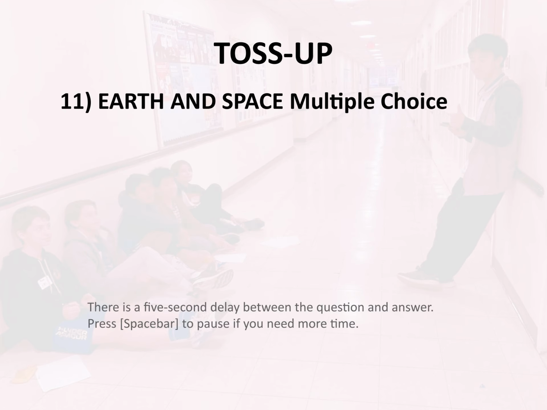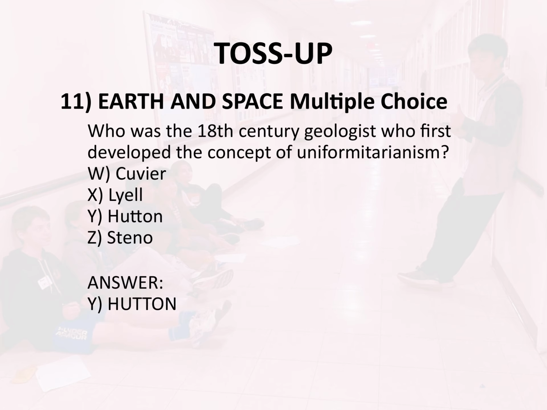Toss-up 11. Earth and space multiple choice. Who was the 18th century geologist who first developed the concept of uniformitarianism? W, Cuvier. X, Lyell. Y, Hutton. Z, Steno. Answer: Y, Hutton.